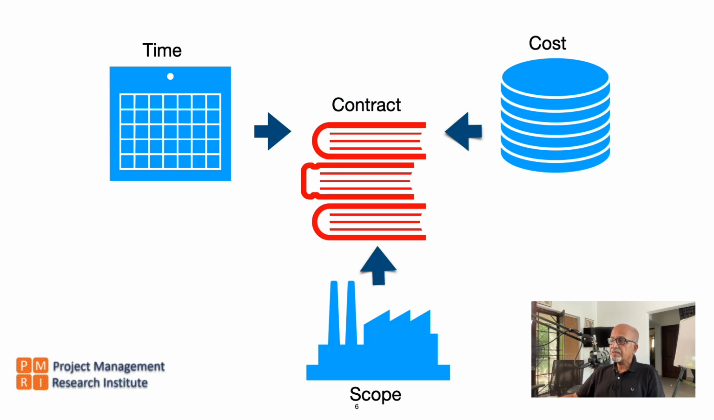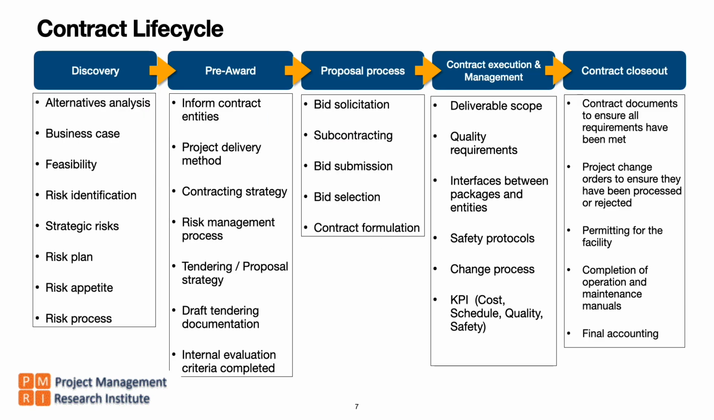Once the contract is signed, that becomes the basis for all the schedule preparation, defining the cost baseline, and finalizing the detailed scope. So, contract is a very important document that binds together the time, cost, and the scope together. And here is the contract life cycle. The first phase in the life cycle is the discovery.